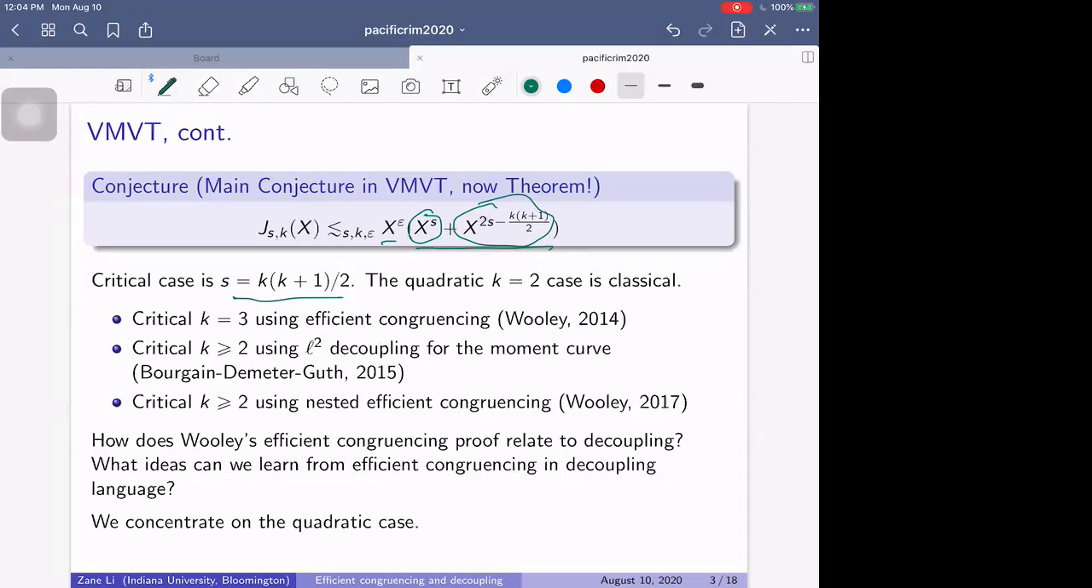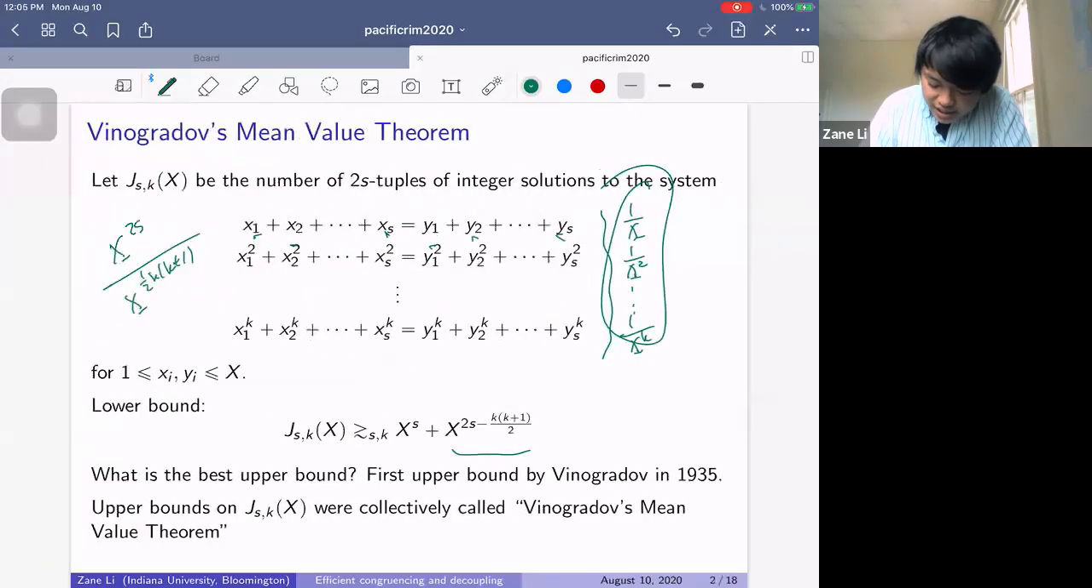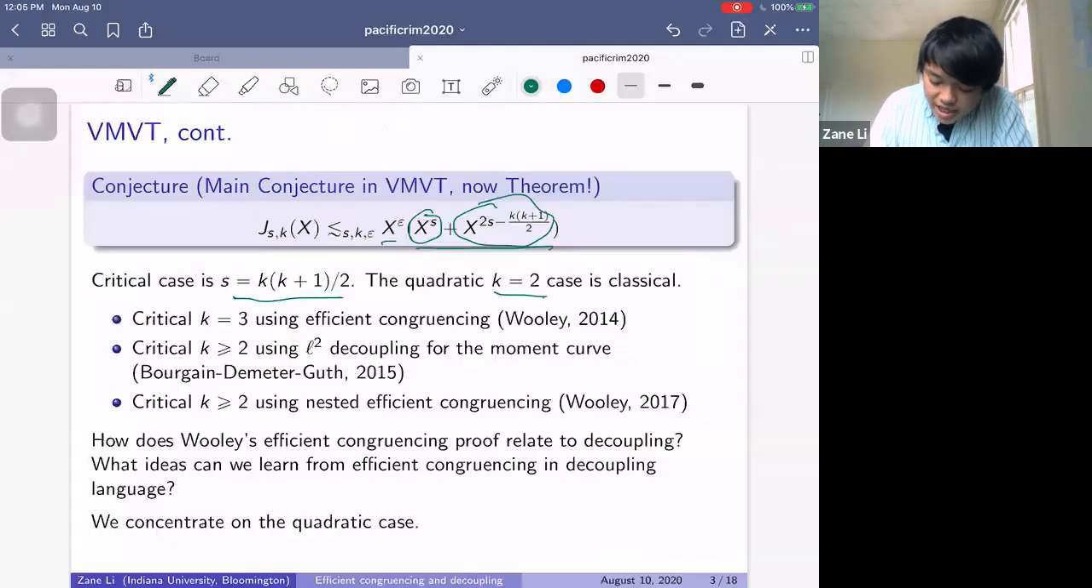Once you prove that case, you interpolate, and then you get the whole estimate for all s and k. The quadratic, k equals 2, case is classical, because it's just linear and quadratic, and the critical case just has 3 variables on both sides. You can just use the divisor bound.